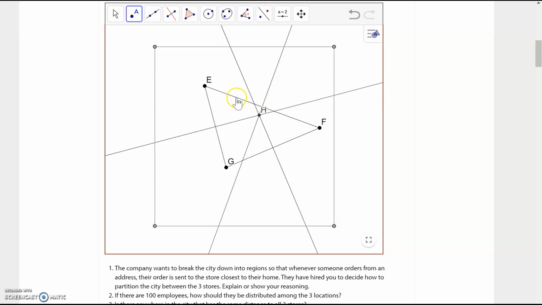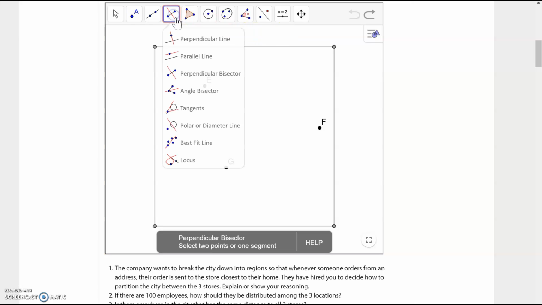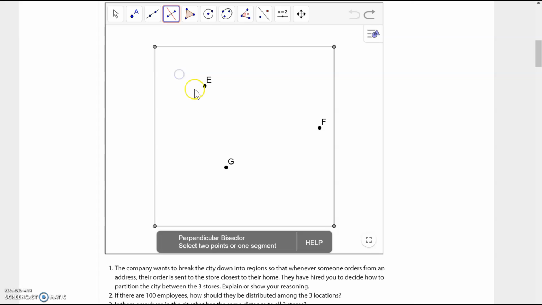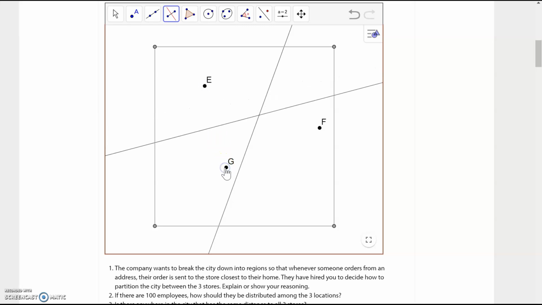With these segments here between E, F, and G, it can make it a little bit difficult. So I want to show you that you don't even really need those segments. So if I want to find the perpendicular bisector between E and F, I choose perpendicular bisector, I click E, and then I just come down and I click my next point F. There's the perpendicular bisector between E and F. Now I can do the same thing for all three, and notice it just makes it a little bit cleaner.